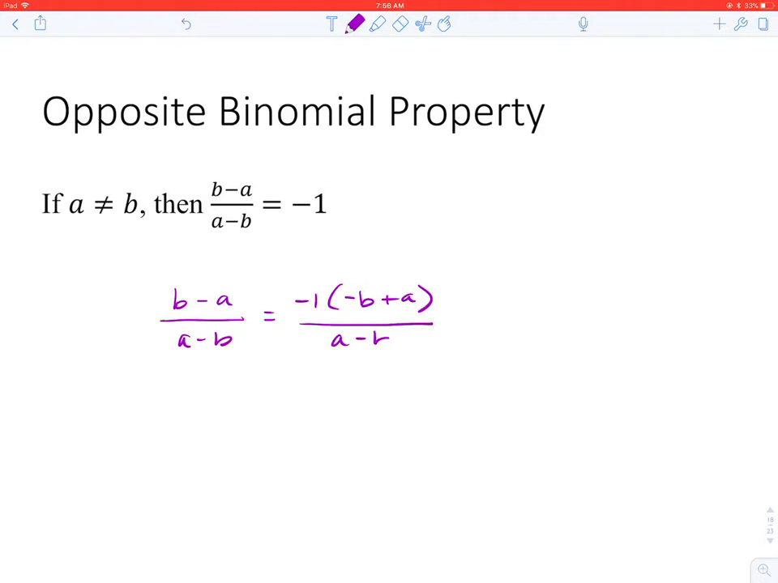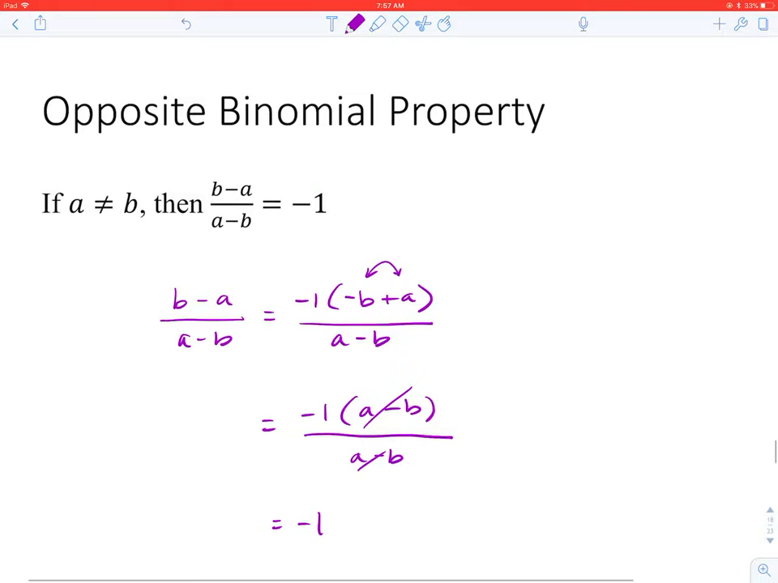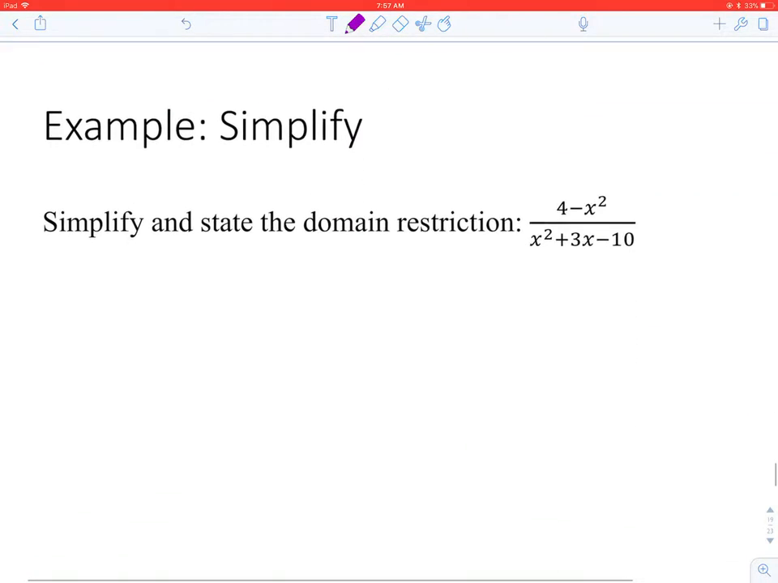which by the commutative property of addition, I could switch those two terms to have that written as a minus b. And now we can see that the a minus b's would cancel to leave us with -1. So recognizing that can save you a step, but also just help you with simplifying. So even if you write out the step of factoring out the -1.